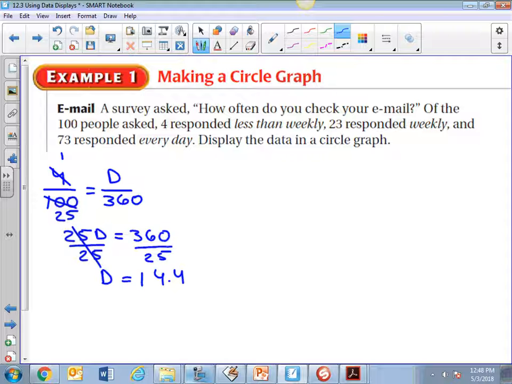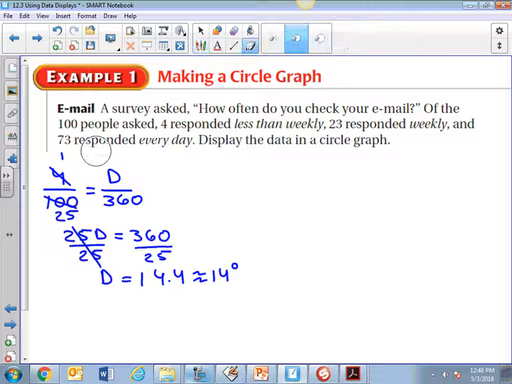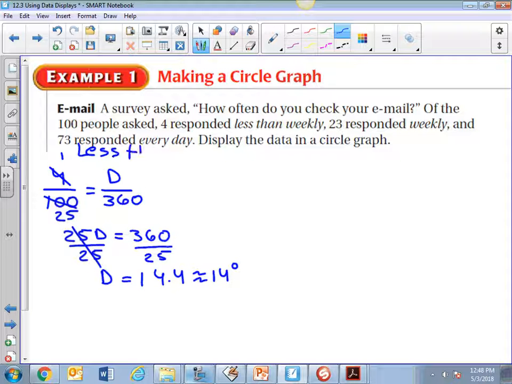Okay, so let's probably just go ahead and round this to 14. All right, so that's one way you can do it. You can set up a proportion. So this would be, let's just do this, less than weekly, okay? So less than weekly. Okay, so we're going to do this on example 1. We're going to find these out, and then we're going to put it into the circle graph, okay?